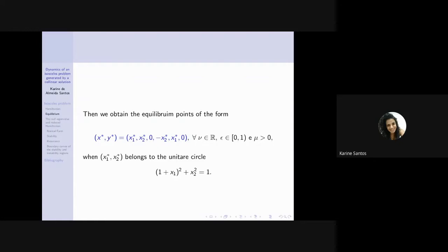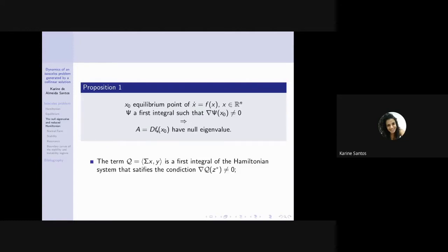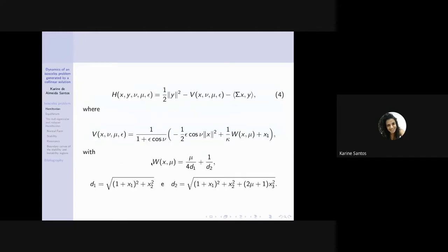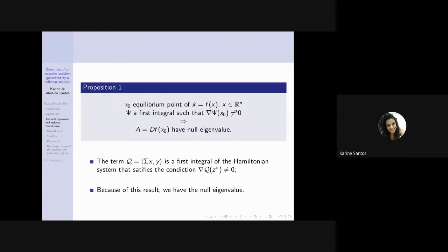And here we are going to present two results that hold in our problem. The first result, proposition one: if we have an equilibrium point of the system, and psi is a first integral such that this condition is satisfied, then the matrix of the linear part of this Hamiltonian has a null eigenvalue. In our case, we can observe that this term of the Hamiltonian is a first integral of our problem and satisfies this condition. So because of this result, our matrices have a null eigenvalue.